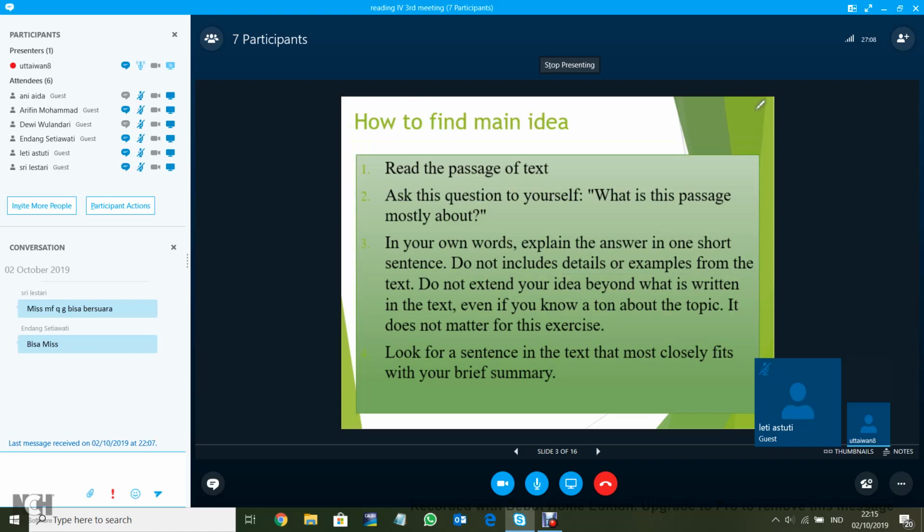Now, how to find the main idea? First, you need to read the passage of the text. Two, ask these questions to yourself: what is this passage mostly about? Three, in your own words, explain the answer in one short sentence. Do not include details or examples from the text. Do not extend your idea beyond what is written in the text, even if you know a ton about the topic. It does not matter for this exercise. And four, the last one, look for a sentence in the text that most closely fits with your brief summary.